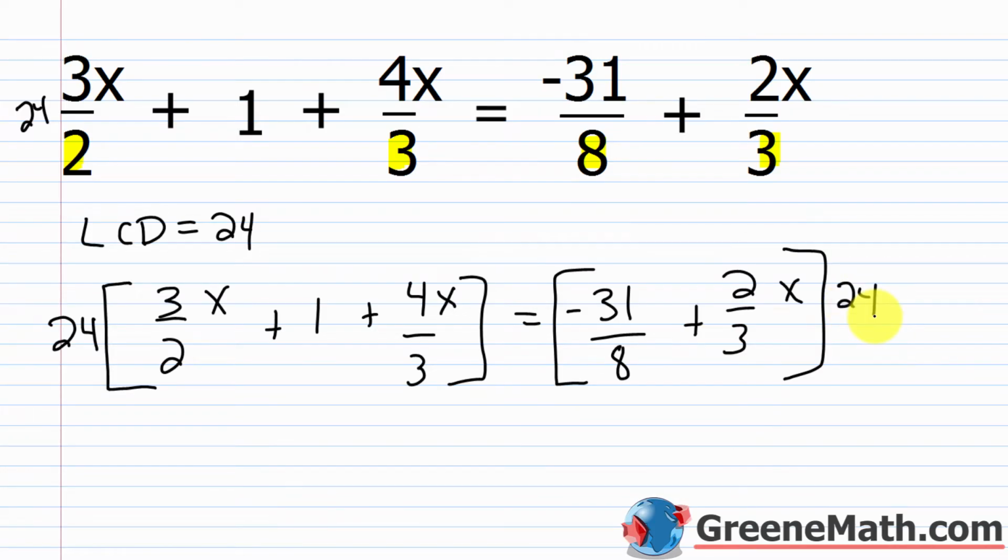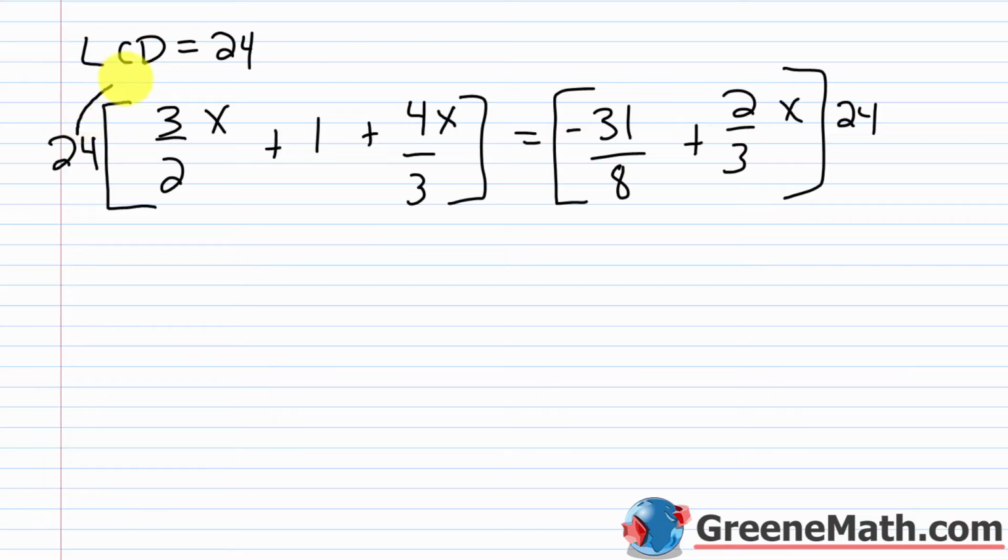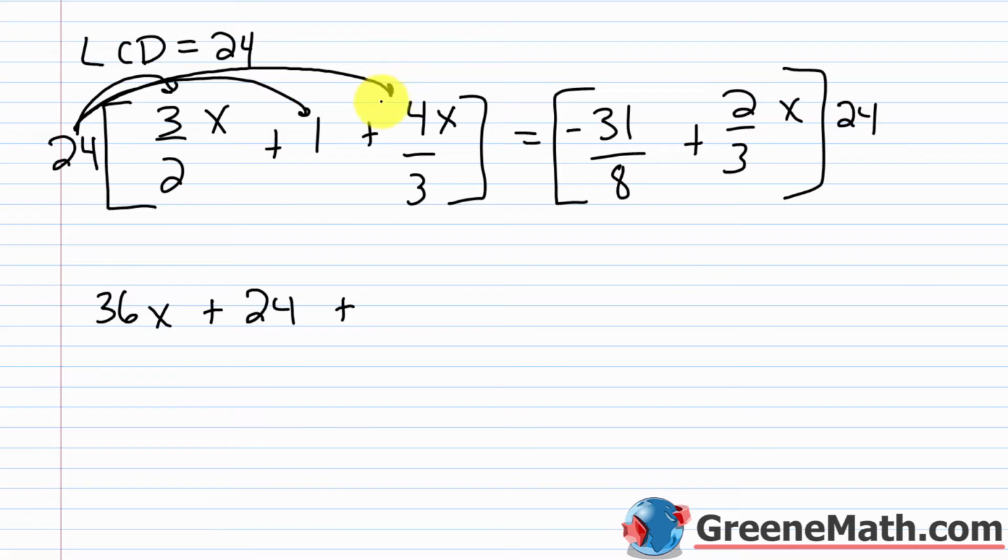And then we'll use our distributive property. So what I'm going to do, I'm going to multiply 24 by 3/2 x. So 24 times 3/2 x. And as I do it, I'm just going to do the calculation, kind of save some time. So 24 would cancel with 2 and give me 12. 12 times 3 is 36. So this would be 36x. Okay, plus. Next, I'd have 24 times 1. That's very simple. That's just 24. Then plus. Next, I'd have 24 times 4/3 x. The 24 would cancel with the 3 and give me an 8. 8 times 4 is 32. So this would be 32x.